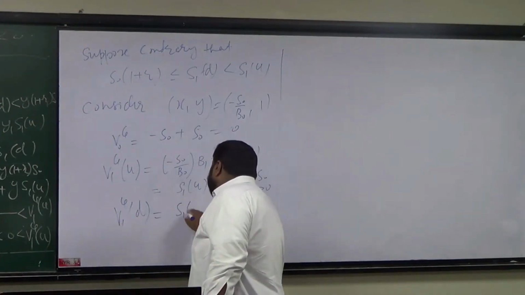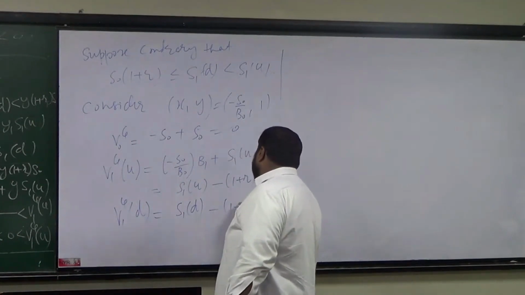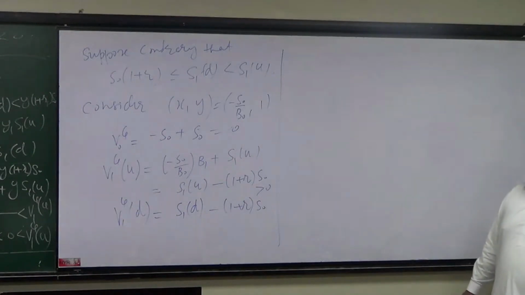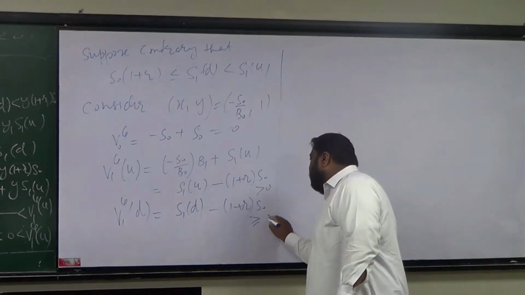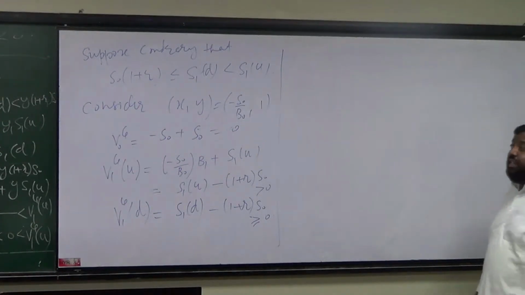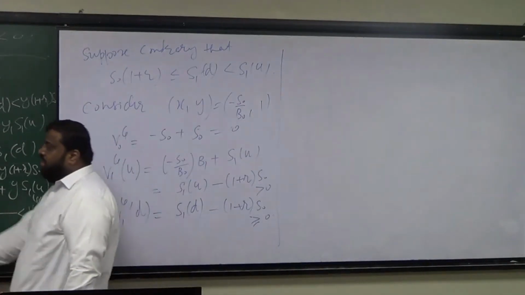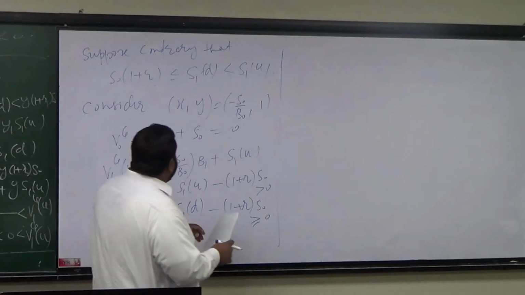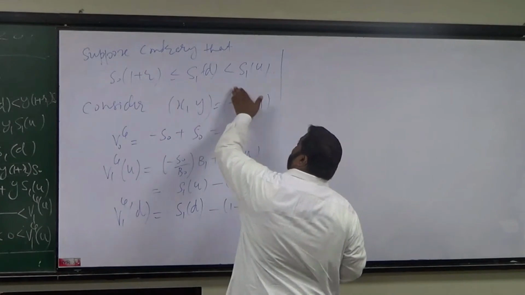On the same line, it's going to be S1 of d minus 1 plus r times S1. Okay? Again it's not positive, it's non-negative. Oh, sorry, equivalent. Therefore, phi is an arbitrage opportunity, and that's a contradiction to your assumption that the model is viable. Because we assume that the model is viable, there's no arbitrage opportunity here. So in other words, this kind of thing should not happen.